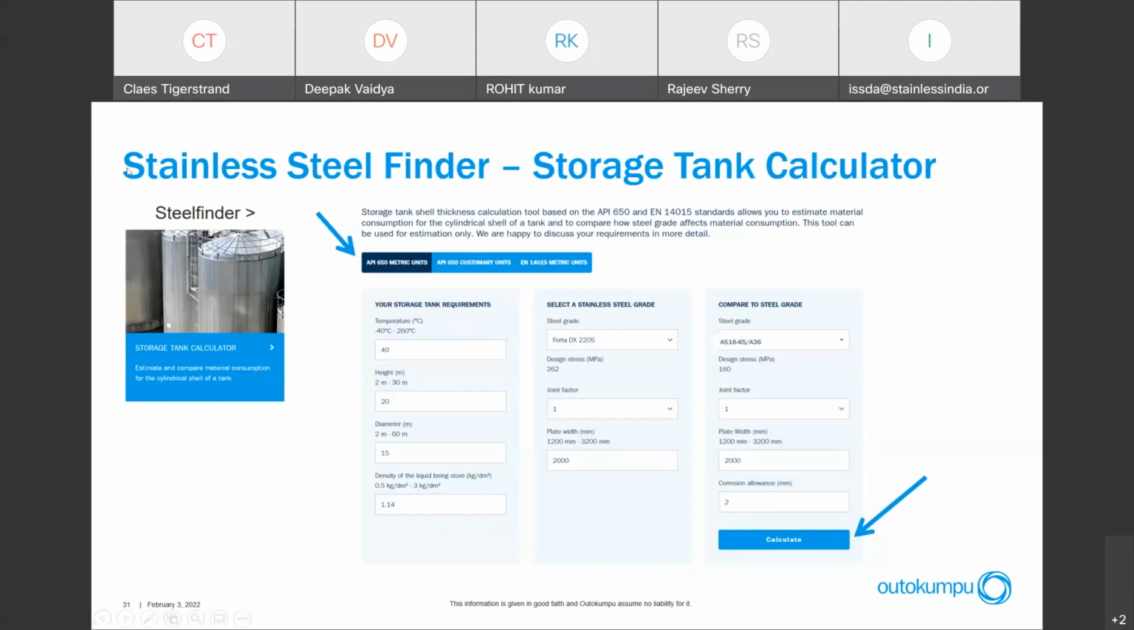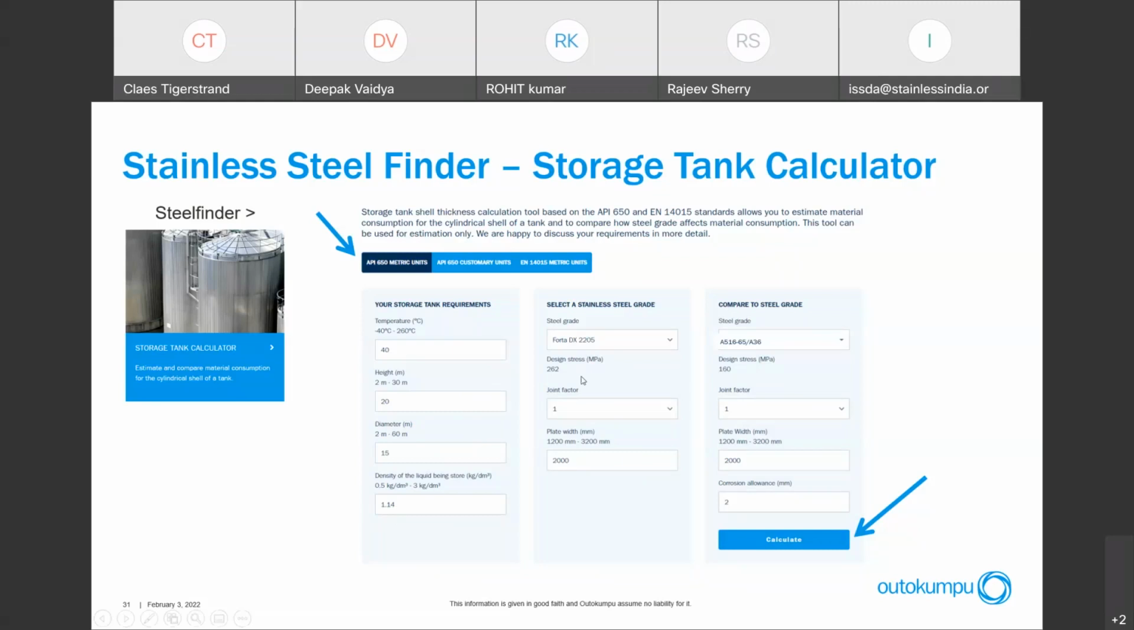We type in our conditions there: temperature, the height and diameter of the tank. Here I think I mixed it up actually, the height perhaps should be 15 and the diameter 20, but it doesn't matter so much here. But here we are using the height 20, diameter of 15. We type in the density, which for 20% sulfuric acid is 1.14.